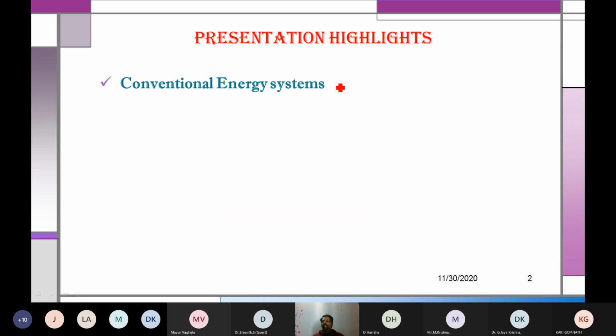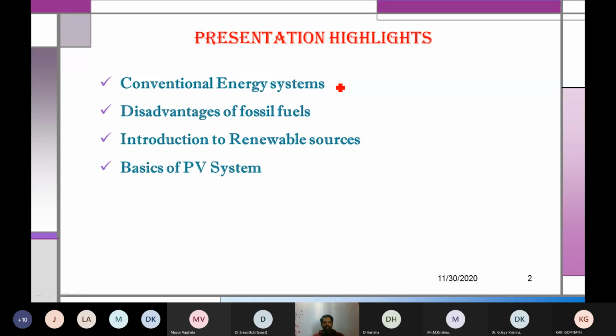I'll start with, when you go for solar power, it comes under renewable energy systems, right? When you want to study renewable energy systems, we need to know the existing non-renewable energy system, that is, conventional energy systems. So we'll start with the basics of conventional energy systems. Then we will see why we are moving from conventional to renewable energy systems. Then we'll see there are a lot of renewable energy sources. Out of that, we'll stick only to the solar photovoltaic system. So we'll see the basics of the solar PV system.